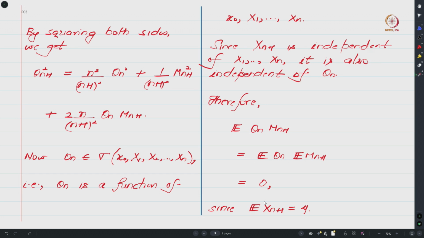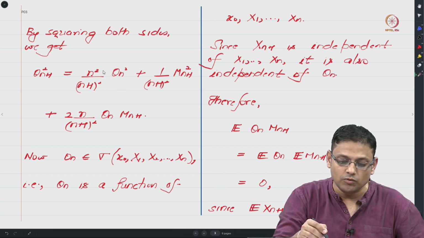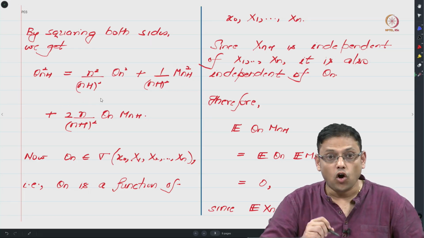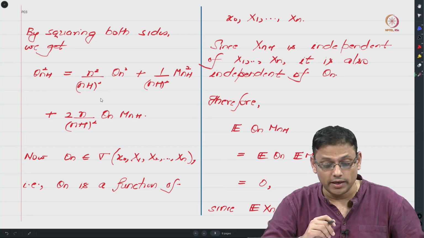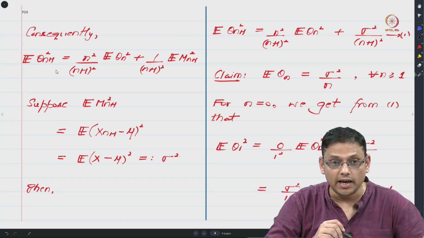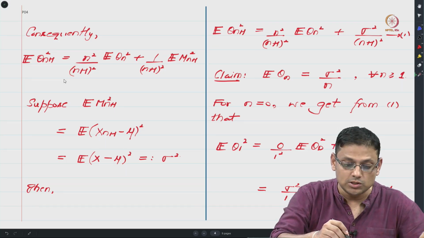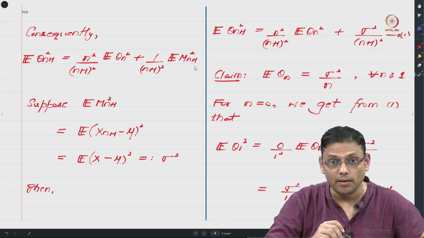So if you take expectation throughout, you can see that this expectation will be there, this expectation will be there, however the expectation of the cross term will vanish and we will get 0 in its place. Hence we can see that the expected value of theta n plus 1 square is n square over n plus 1 the whole square times the expected value of theta n square, plus 1 over n plus 1 the whole square times expected mn plus 1 square.